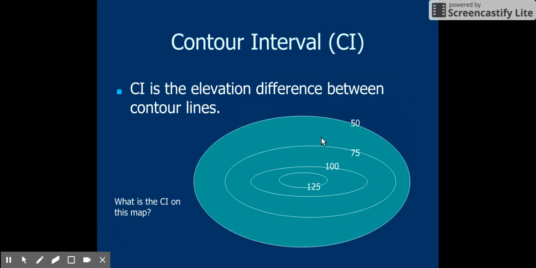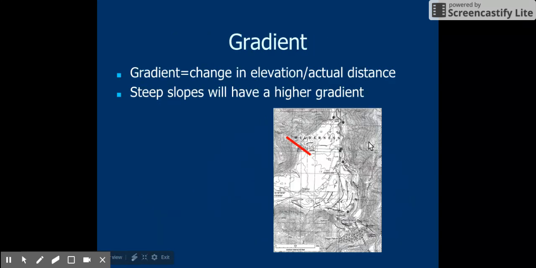Contour interval is the elevation difference between contour lines. So what is the contour interval on this map? If the lowest value is 50, and the next contour line says 75, and the next one 100, and the next one 125, what was the difference between each contour line? You should have found that it was 25 feet.